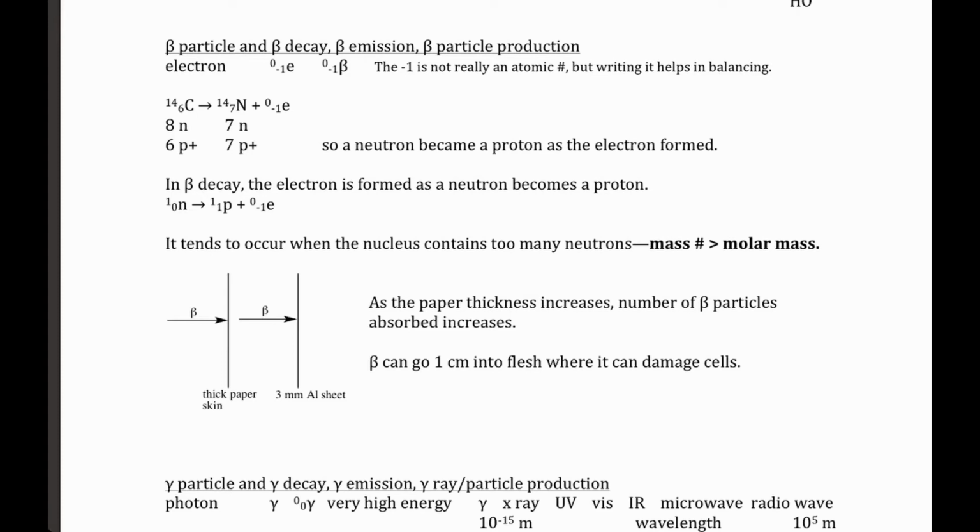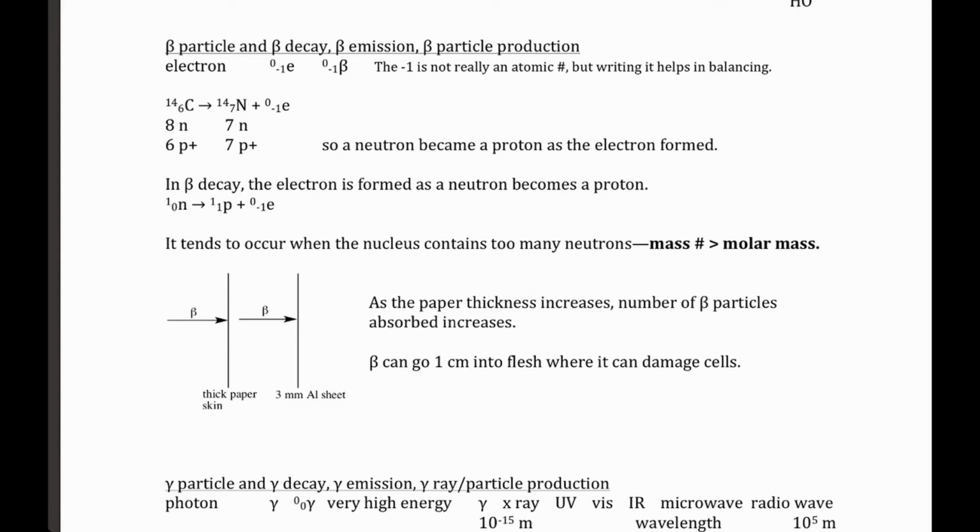So beta particles can be stopped by thick paper. Actually, no, I take that back. That's alpha particles. They can be stopped by, for example, a 3 millimeter thick aluminum sheet. Beta particles are able to penetrate thick paper. They are stopped to some extent. The slower ones could be stopped, but the bulk of them would get through, and they would get through skin. But they could be stopped by metal.